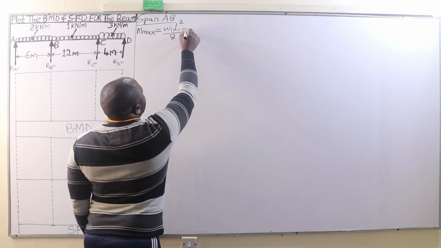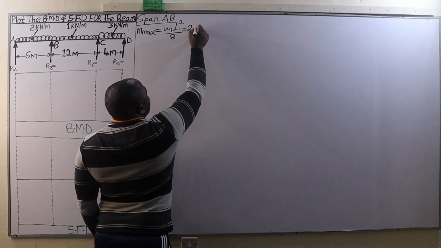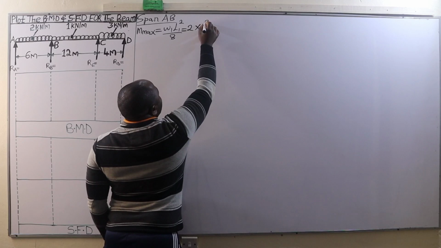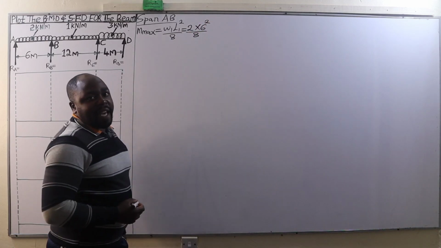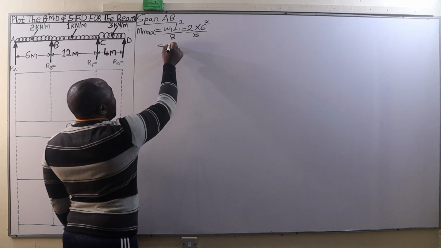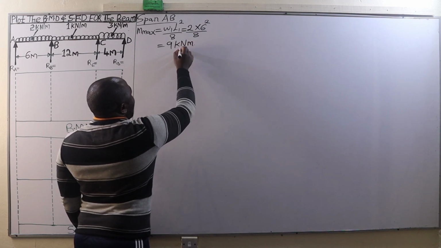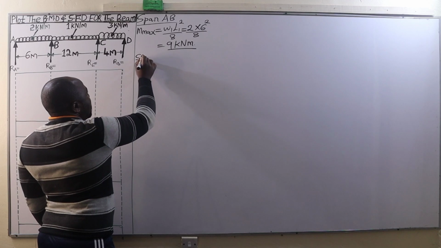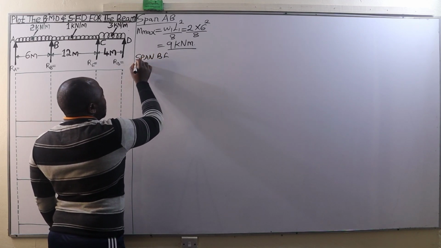And this is going to be W1, which is 2 kilonewtons per meter, multiplied by the span over which it is distributed, that is 6 squared. We divide that by 8, and that's going to give us 9 kilonewton meter, 9 kNm. Then we go to the span B to C, the span BC.